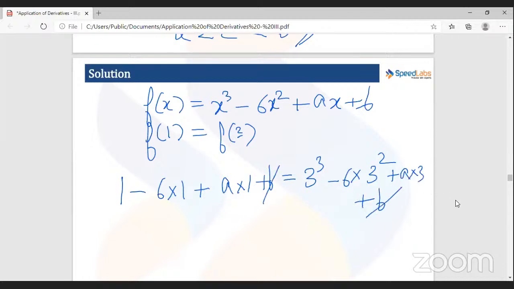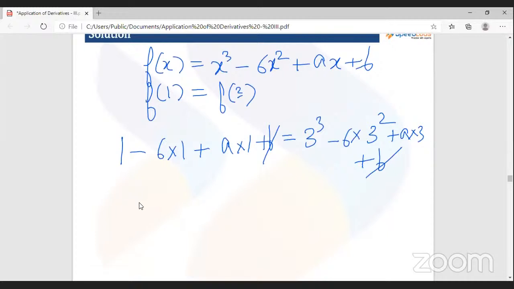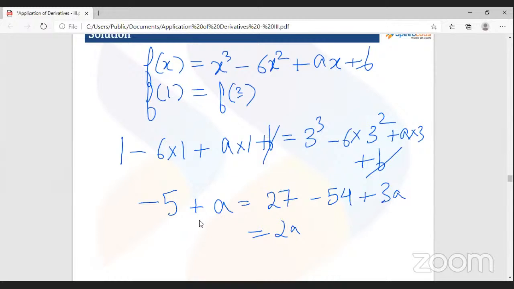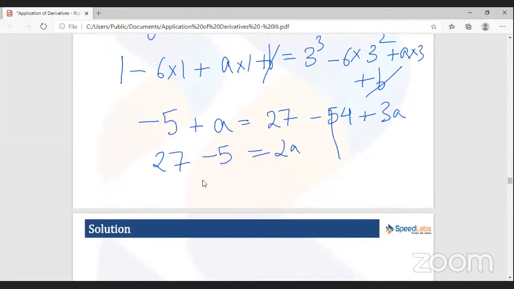This b gets cancelled, and what we are left with is minus 5 plus a equals 27 minus 6 nines are 54 plus 3a. So what we get is 2a equals minus 54 plus 27, which is minus 27. Minus 27 here becomes plus 27 minus 5. So this is 22 equals 2a. So a comes out to be 11.